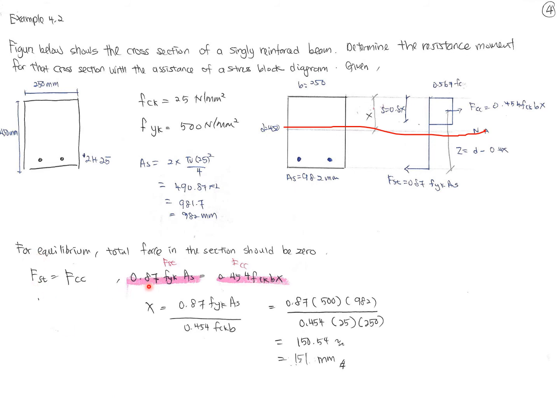So 0.87 fyk As, which is the Fst, is equal to Fcc, 0.454 fck b x. In equilibrium, you organize it and put in the formula. You rearrange this, and you will get x equal to 0.87 fyk As over 0.454 fck b. You have the values of fyk, As, fck, and b, so you substitute all the values, and you get x equal to 151 millimeters.